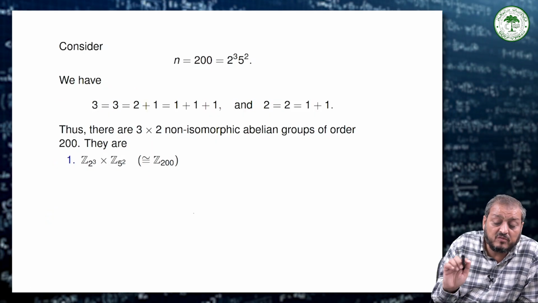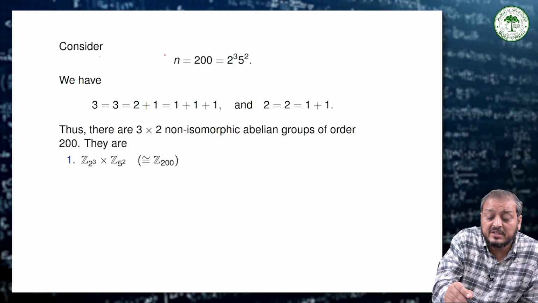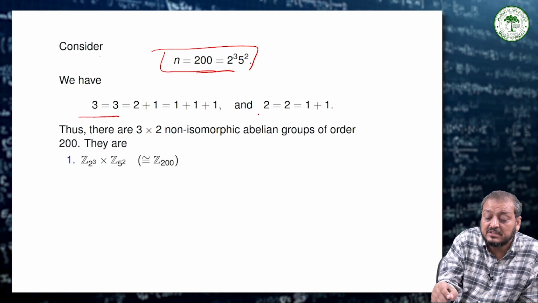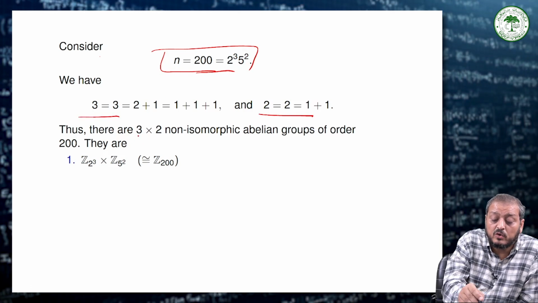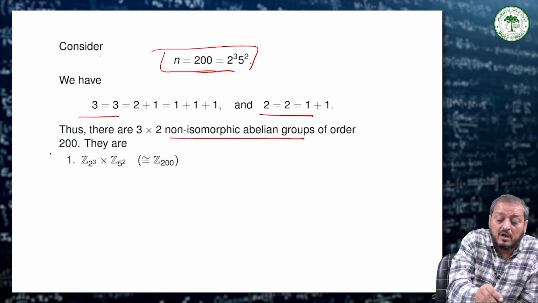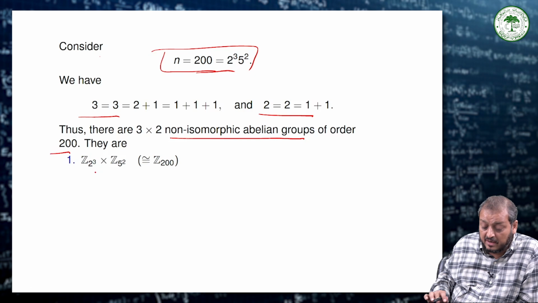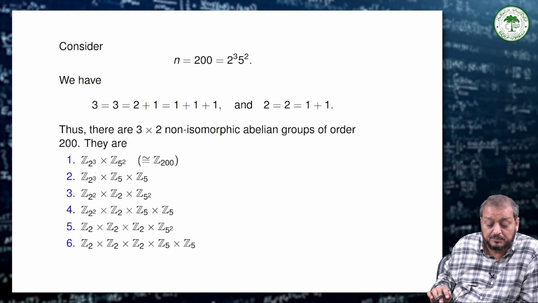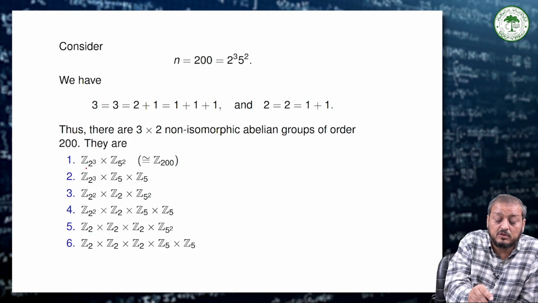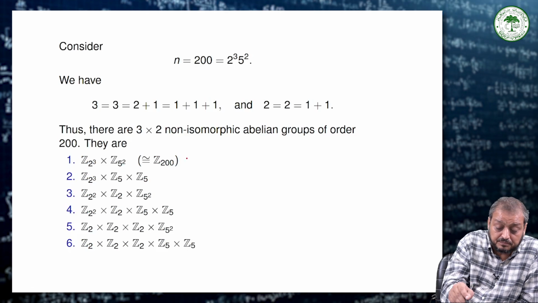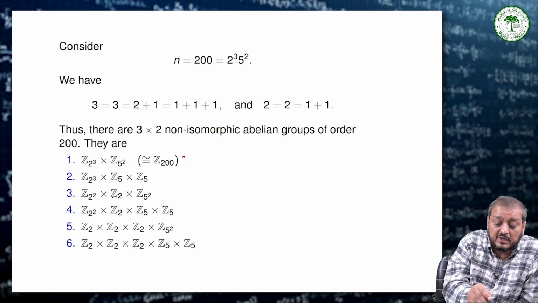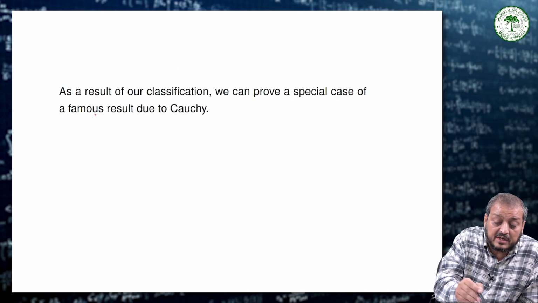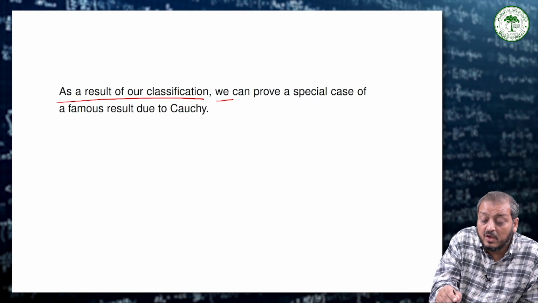Suppose one more example, and then I will conclude. Consider n equal to 200, which is 2 to the power 3 times 5 squared. Then there are 3 times 2 non-isomorphic abelian groups of order 200, and they are possible in these forms. This means we have the possibilities for 2 to the power 3 and 5 to the power 2, and all these forms we have to write in this way.